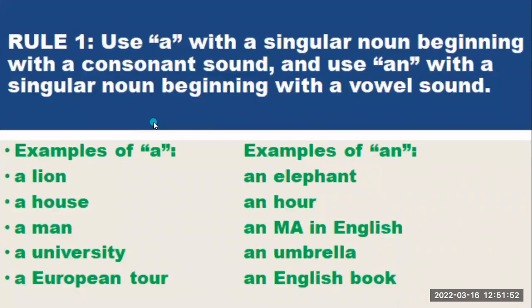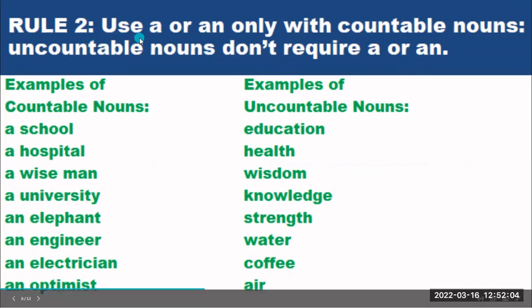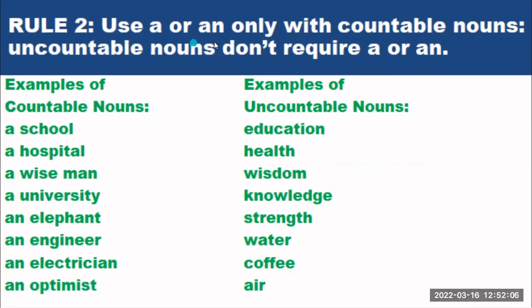So we want to look at rule number 2. In rule number 2, you are to use a or an only with countable nouns. Uncountable nouns don't require a or an. Now take note of this. You have countable nouns and uncountable nouns. So you use a or an only with countable nouns, which are singular, of course, and then you don't use a or an with uncountable nouns.